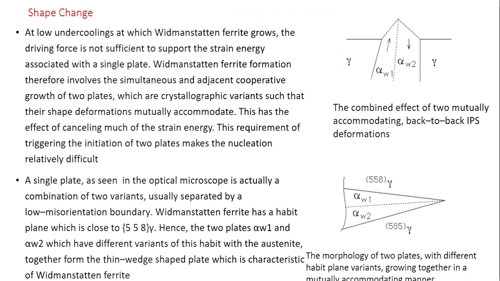Shape change. At low undercoolings at which Widmanstatten ferrite grows, the driving force is not sufficient to support the strain energy associated with a single plate. Widmanstatten ferrite formation therefore involves simultaneous and adjacent cooperative growth of two plates which are crystallographic variants, such that their shape deformations can mutually accommodate.